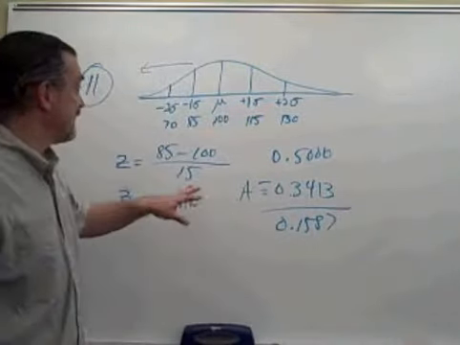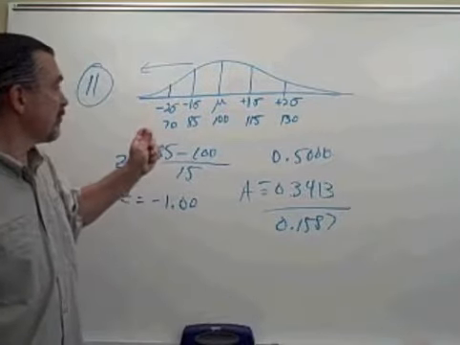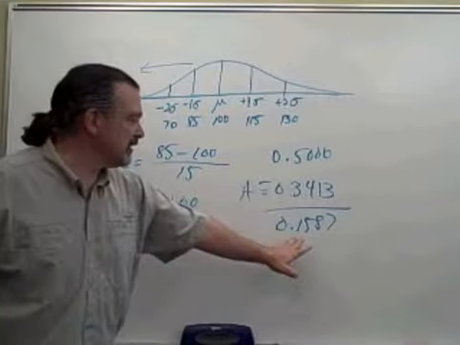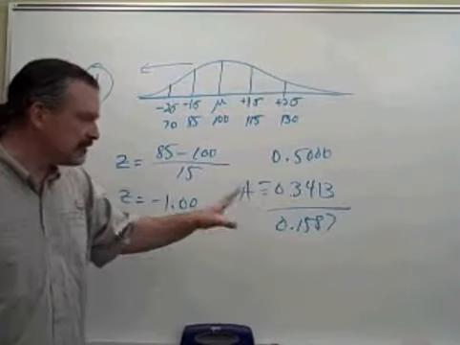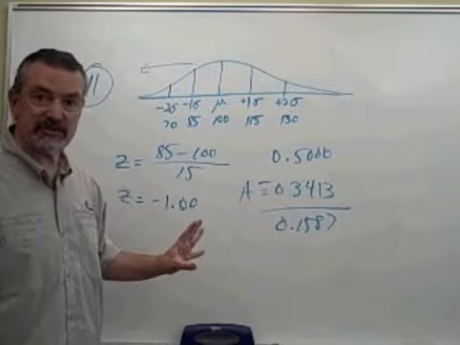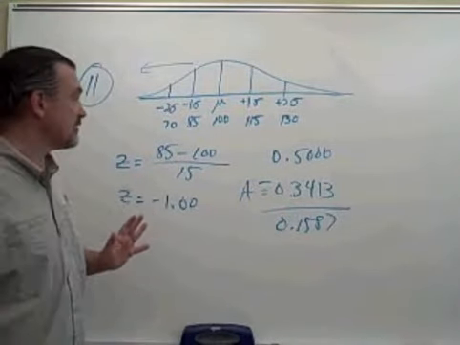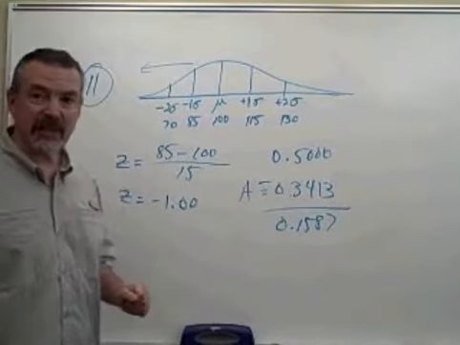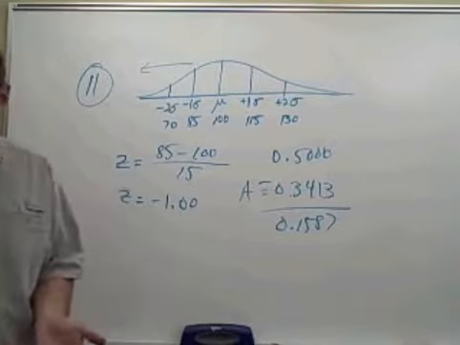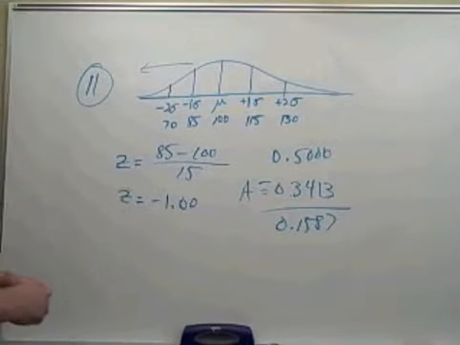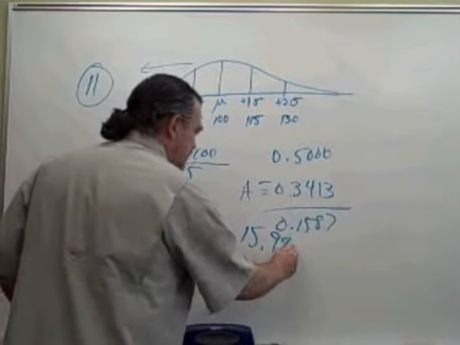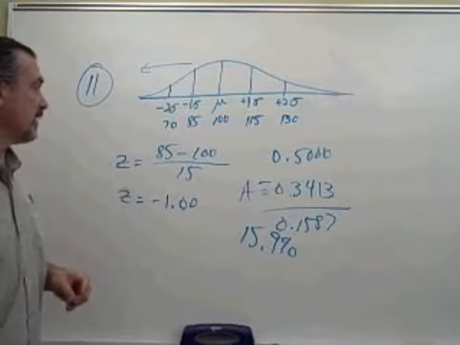So that would be saying the probability that you had a person who had an IQ below 85 would be a probability of 0.159, or roughly 15.9% of the population has an IQ below 85, which is what we were asked. What percentage of the population has an IQ below 85? So it's roughly 15.9% would have an IQ below 85.